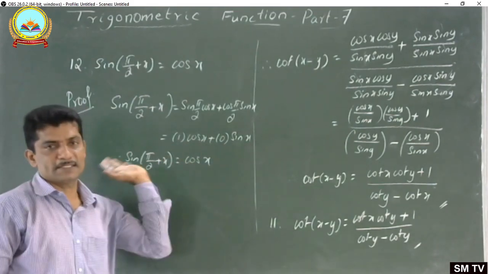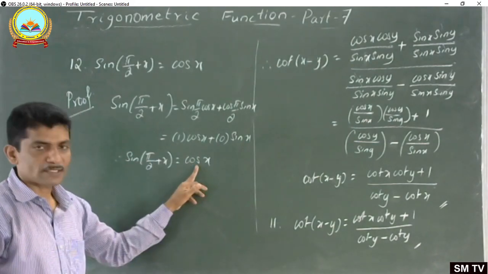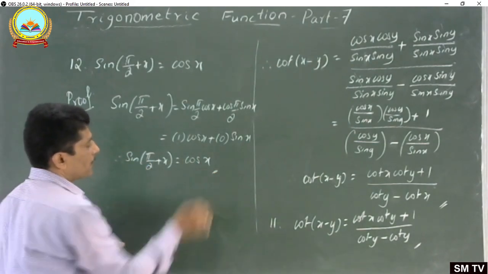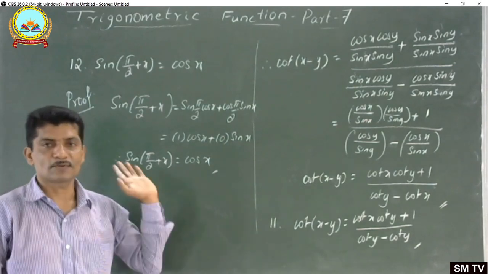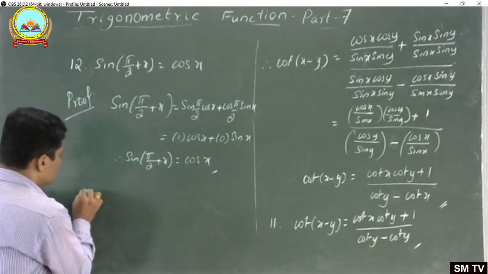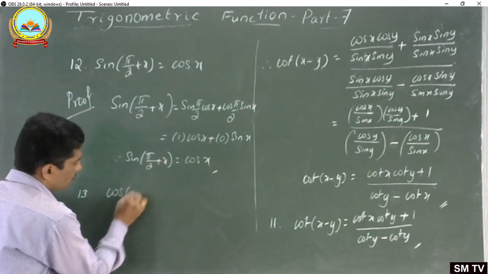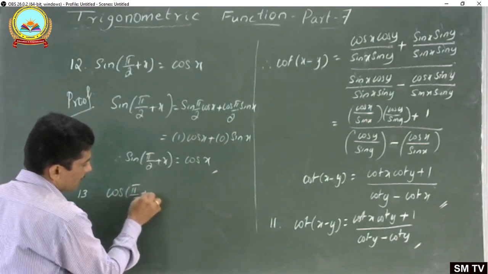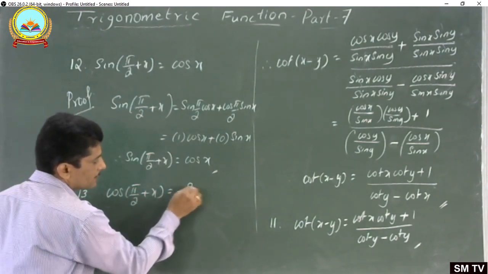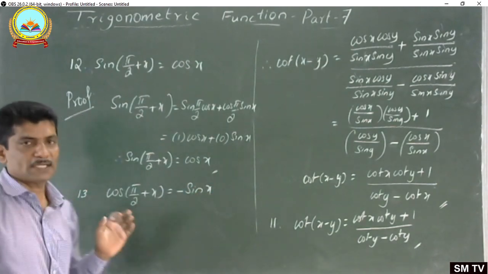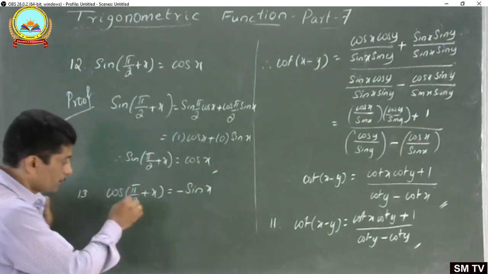0 into sine x is 0. Cos x plus 0 means cos x. Therefore, sine of pi by 2 plus x is equal to cos x. And the 13th result, in a similar way, cos of pi by 2 plus x is equal to minus sine x. The proof is the same.